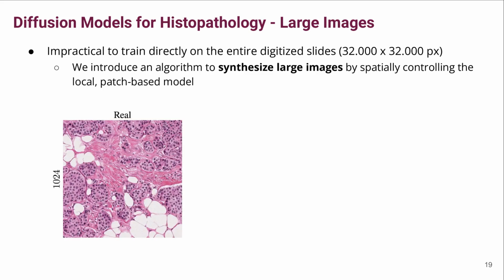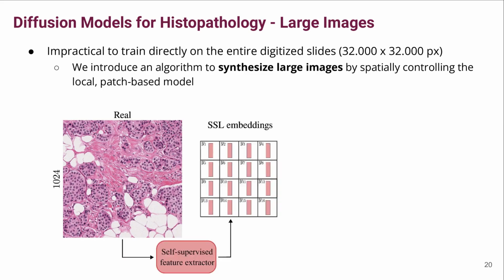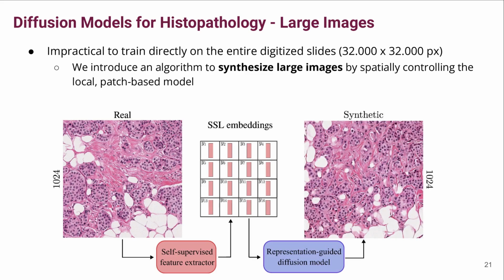Given a reference large image, we first apply the SSL model on the image patches and get a grid of condition embeddings. Then, we use the SSL representation guided diffusion model to synthesize a new patch for each of these conditions, while also making sure that we do not introduce any artifacts at the patch edges.